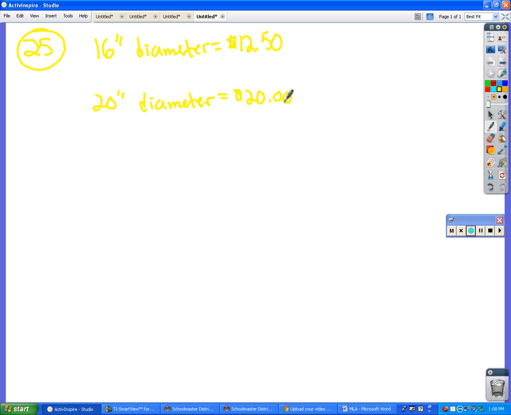All right. So 25, you're given two different options for pizza. You can get a pizza that is 16 inches in diameter for $12.50, or 20 inches in diameter for $20. And you've got to figure out which is better.